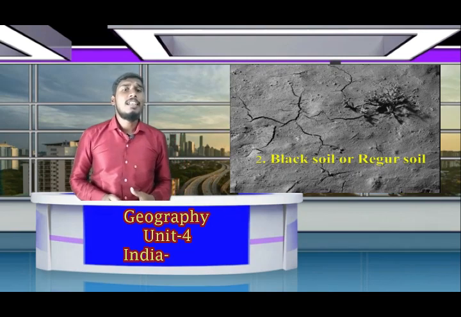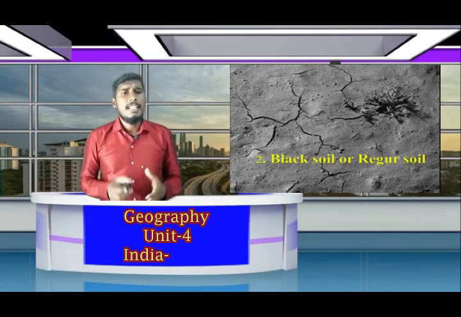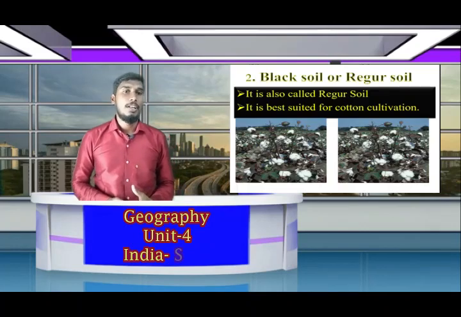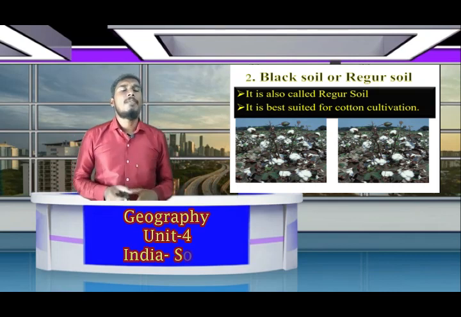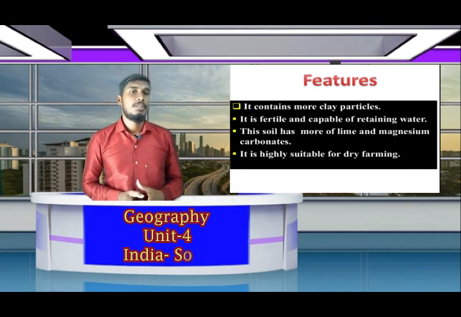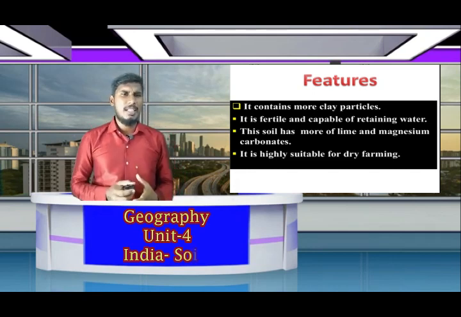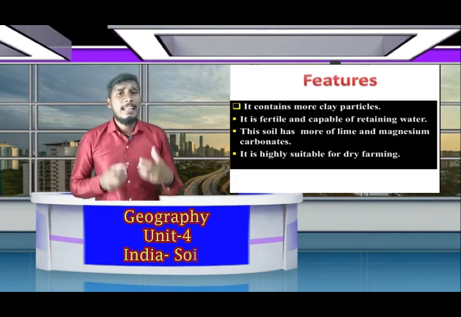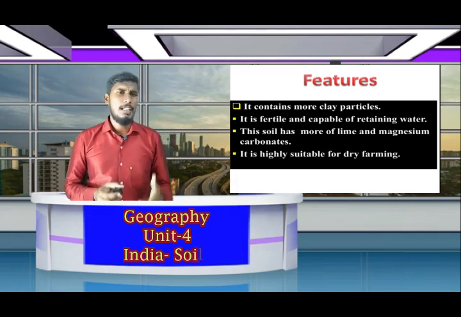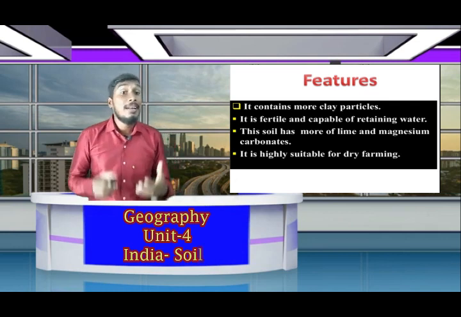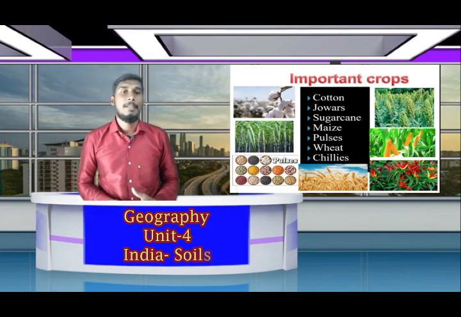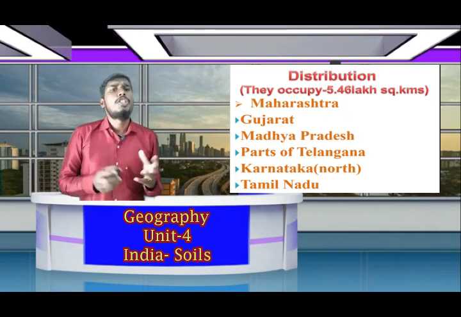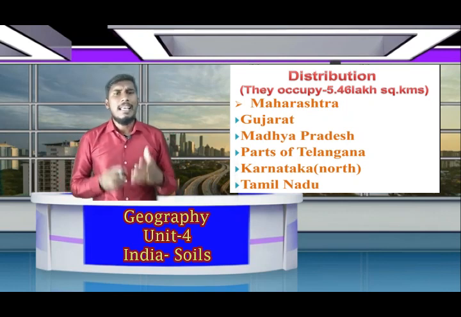Children, let us learn our next one, that is black soil. It is also called as Reger soil. It is best suited for cotton cultivation. It contains more clay particles. It is fertile and capable of retaining water. This soil has more lime and magnesium carbonates. It is highly suitable for dry farming.